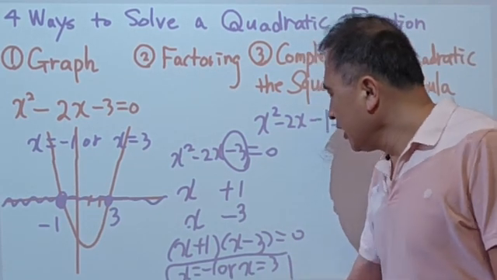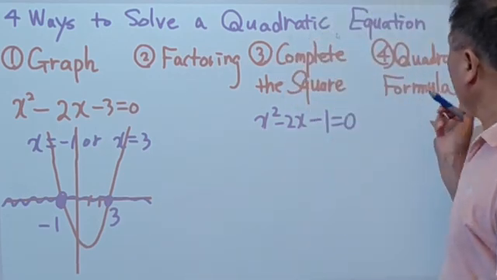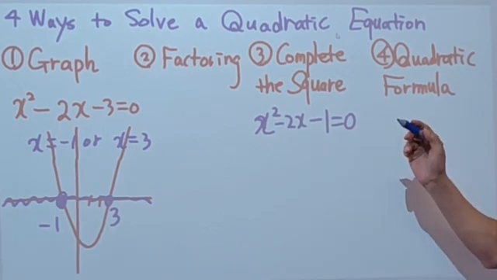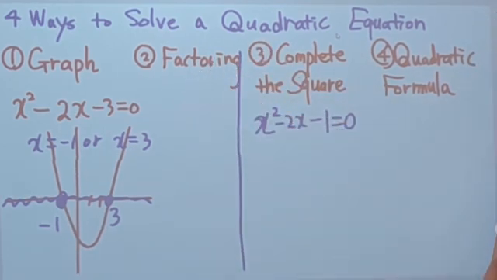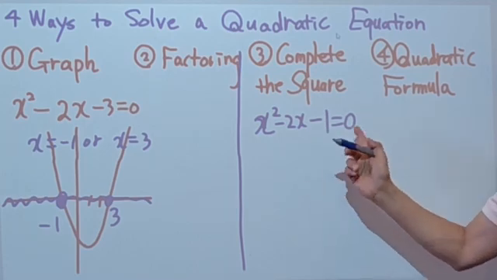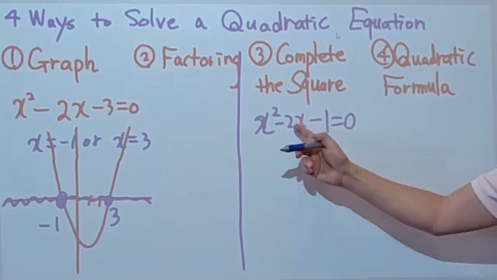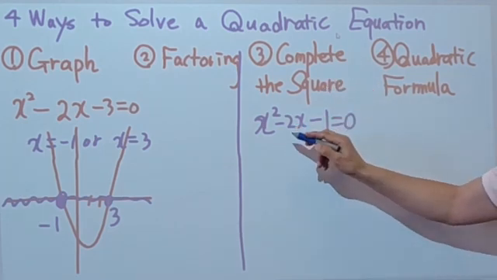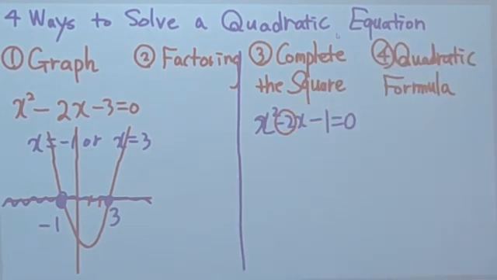So it's not factorable. Then two options are left: complete the square and the quadratic formula. Both of them can solve any problem, but factoring only solves special equations. Here it's not factorable because there's no way factors of 1 can subtract and become -2. So you need to use the quadratic formula or complete the square. But when the first degree coefficient is an even number, then complete the square is easier than the quadratic formula.